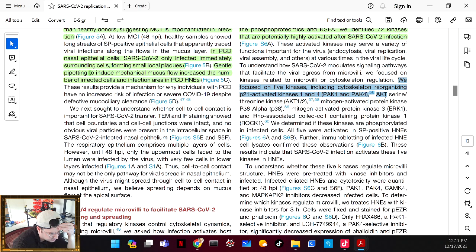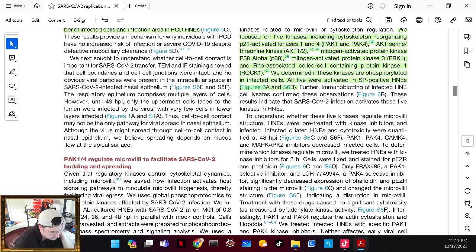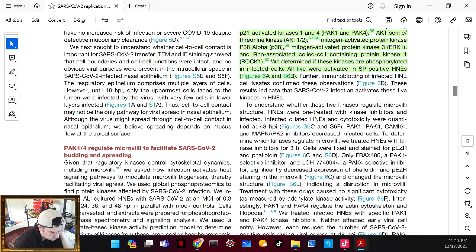So they focused on 5 kinases, including the cytoskeletal reorganizing P21 activated kinase 1 and 4, so PAK1, PAK4, AKT1/2, and mitogen activated protein kinase P38 alpha. So these are just targets that they looked at. And so COVID infection activates these 5 kinases. These will be important later on in the future when I look at different signaling pathways.